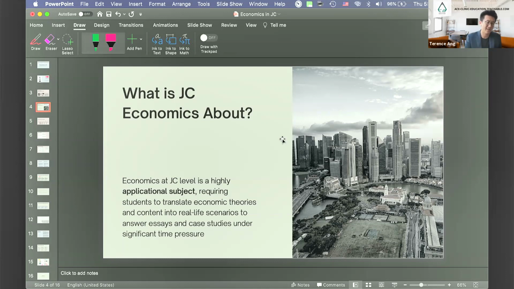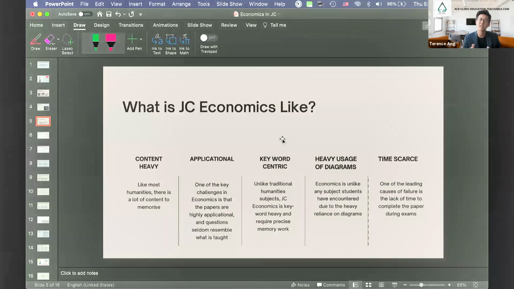So if we break down what the subject is about, there are really 5 key features that we want to pay attention to. The first is, like with any humanities subject, economics is very content heavy. If we're thinking about the number of pages of notes that you're going to get, that's going to run into easily 400 to 500 pages, which is the typical length of a university level textbook. Because ultimately, JC Economics is the foundation to higher level economics if you get around to doing the subject at uni. So first of all, very content heavy.